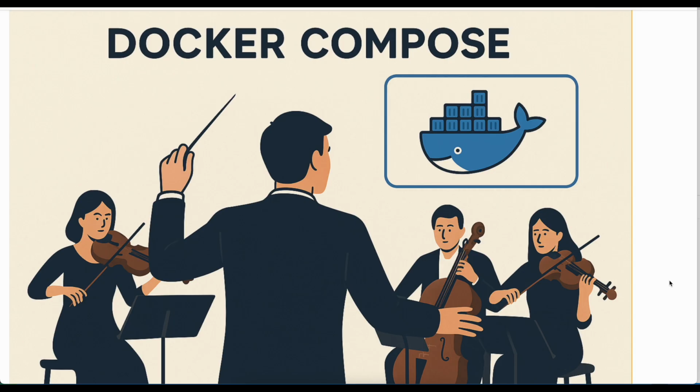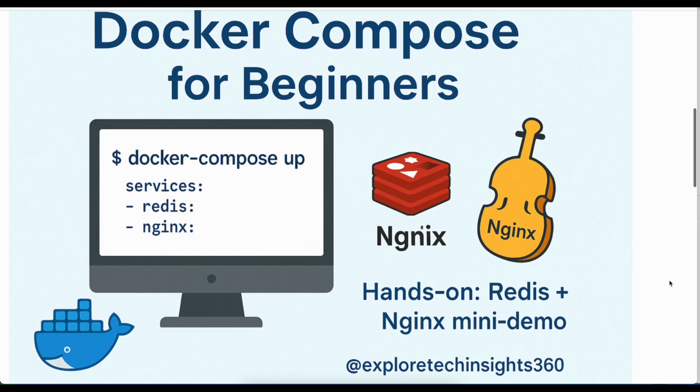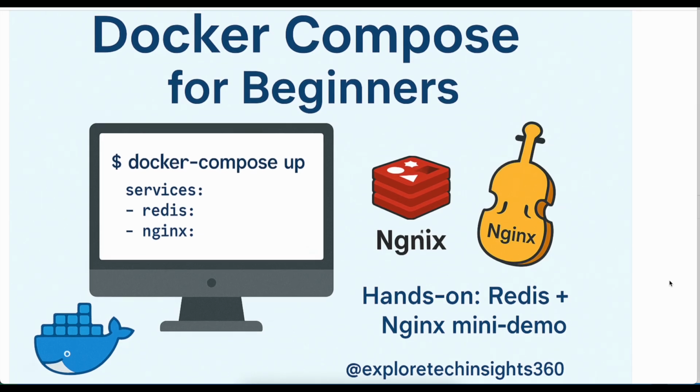Think of it like an orchestra conductor. Just like a conductor coordinates multiple instruments to play in harmony, Docker Compose manages multiple containers and makes them work together as one application. Instead of typing separate Docker run commands for each container, we can describe everything in one simple YAML file and bring the entire setup up and running with a single command.